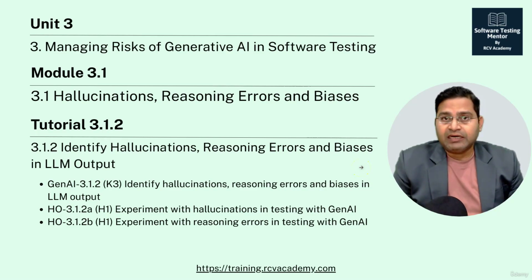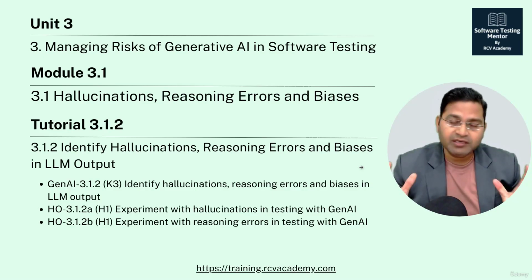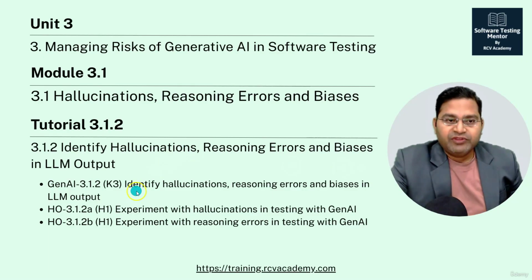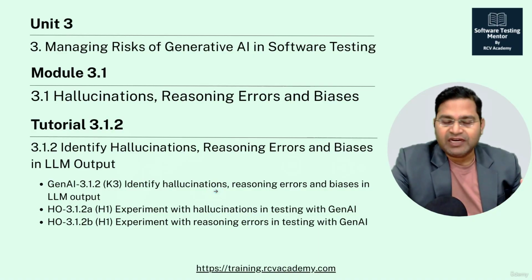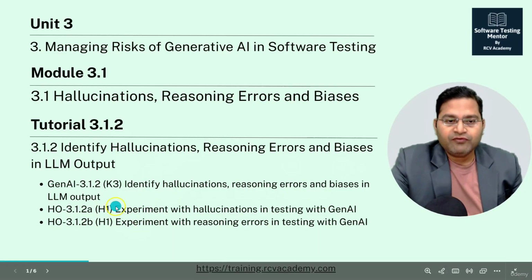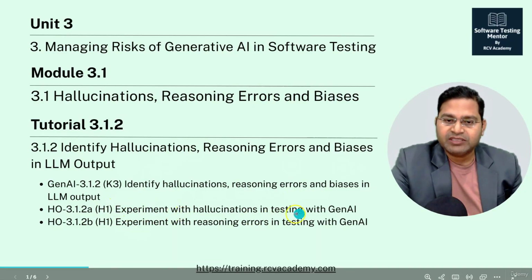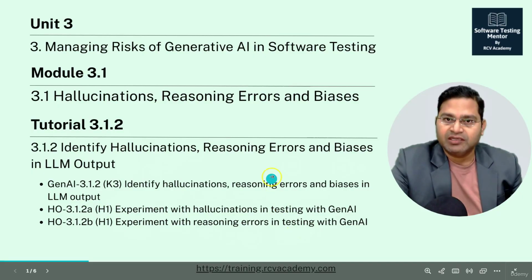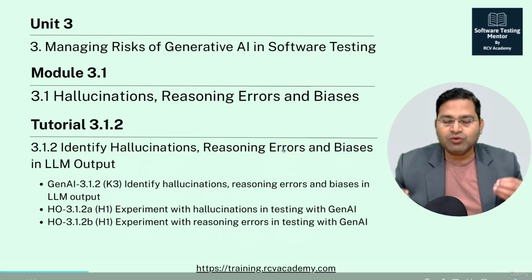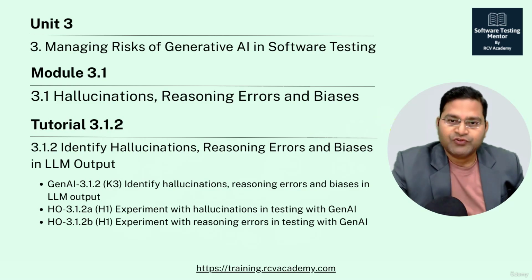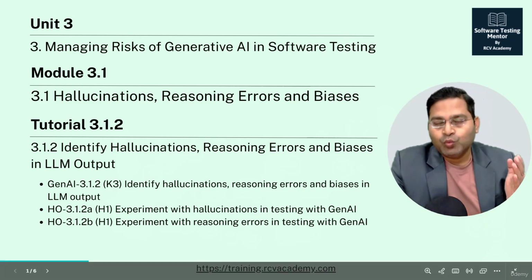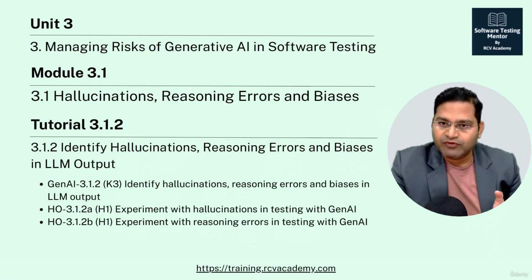Hey everyone, so let's understand how you can identify hallucinations, reasoning errors and biases in the LLM output. As part of this tutorial, we'll understand the techniques to identify these defects. And then there are a couple of hands-on exercises, experimenting with hallucinations in testing with GenAI and reasoning errors. We'll try to figure out the hallucinations in very popular generative AI tools, so you can easily identify those when you are using generative AI in your software testing projects.